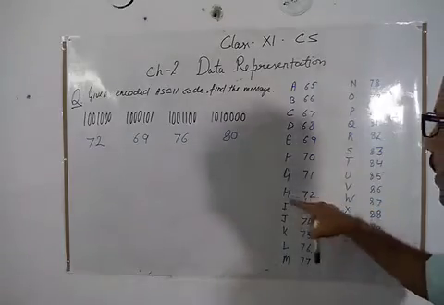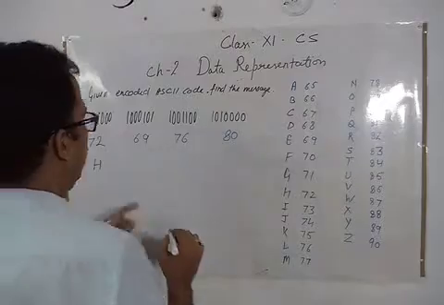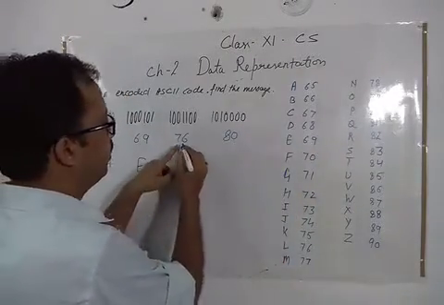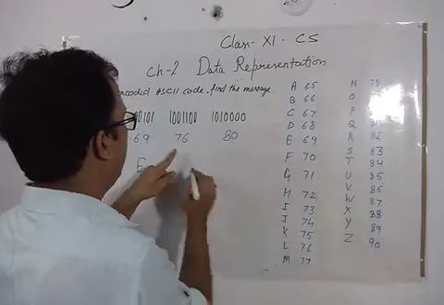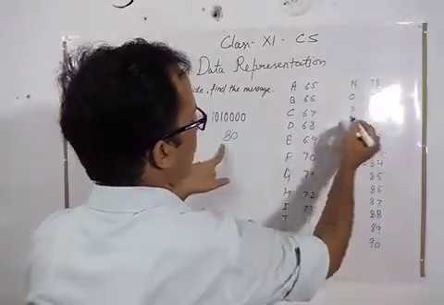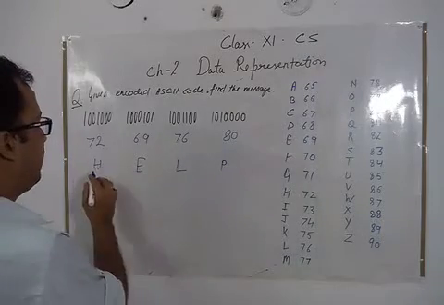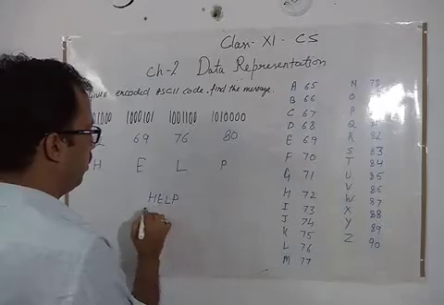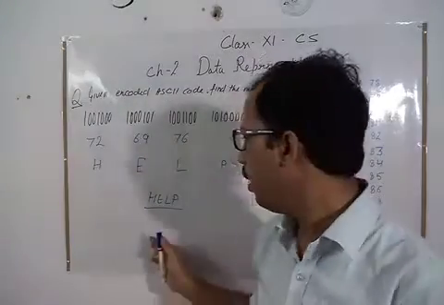The 72 is representing the character H, so we will write H. 69 is representing E. 76 is representing L. And 80 is representing P. So the message is HELP. The message is help. So it is your answer.